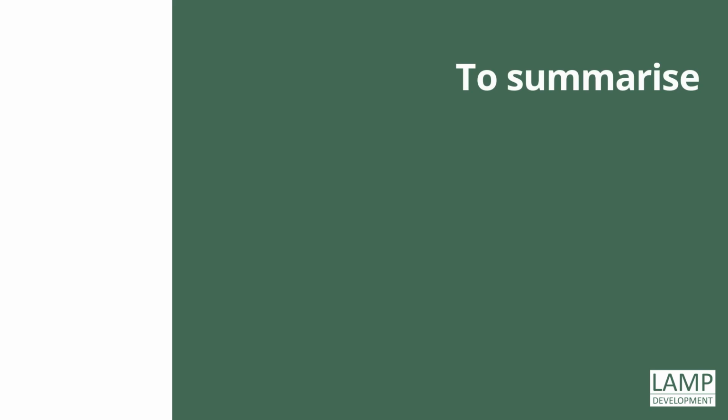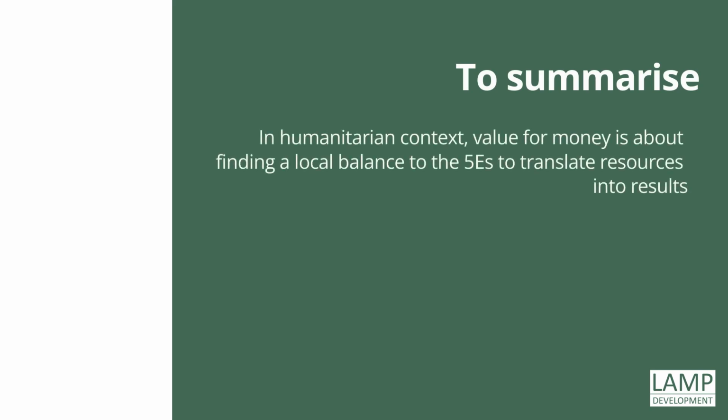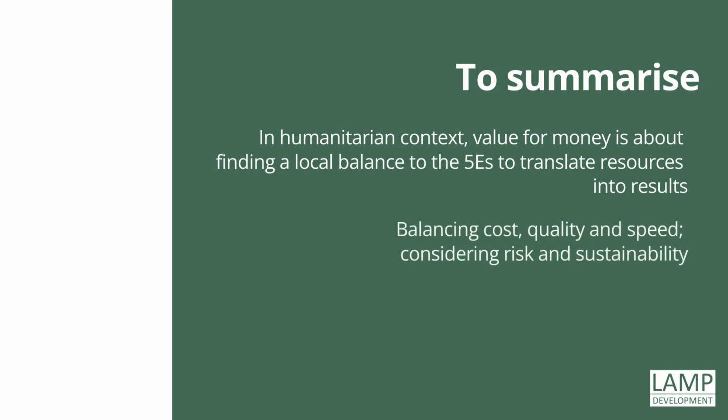As we mentioned earlier, while you may have been thinking that VFM is just about saving money, it is about how resources are translated into results at each stage of the results chain and finding a local balance between the E's. For example, in a humanitarian setting, there is a balance between cost, quality, and speed. Some project VFM frameworks add risk and sustainability to the 5Es. Again, it is about finding an optimal balance between these elements. Although, sometimes they mutually reinforce each other, as being sustainable can also sometimes be the cheapest option.